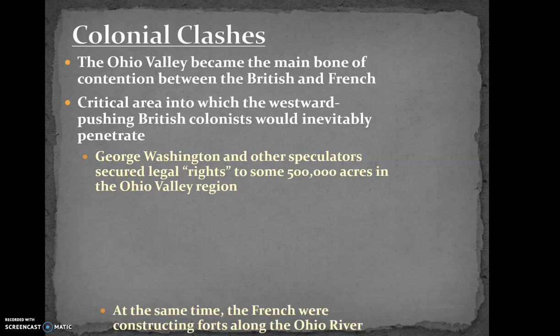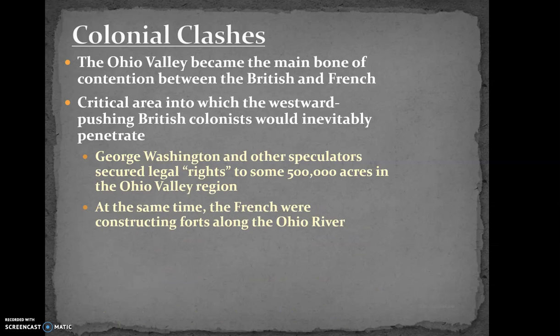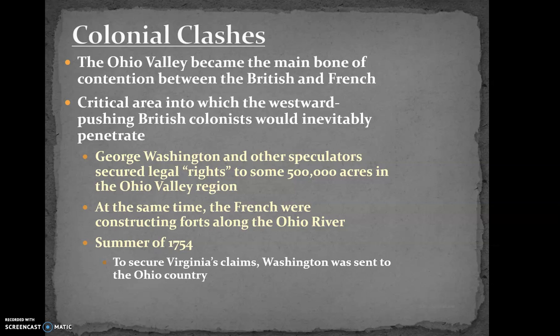We know that George Washington was involved, and he was a young George Washington. He was a major, and he was asked by the Virginia government to go to the Ohio River Valley and basically secure specific forts that belonged to the French. At the same time, the French were there constructing their forts in the Ohio River Valley, and we know that George Washington left there unsuccessful. This happened in the summer of 1754.